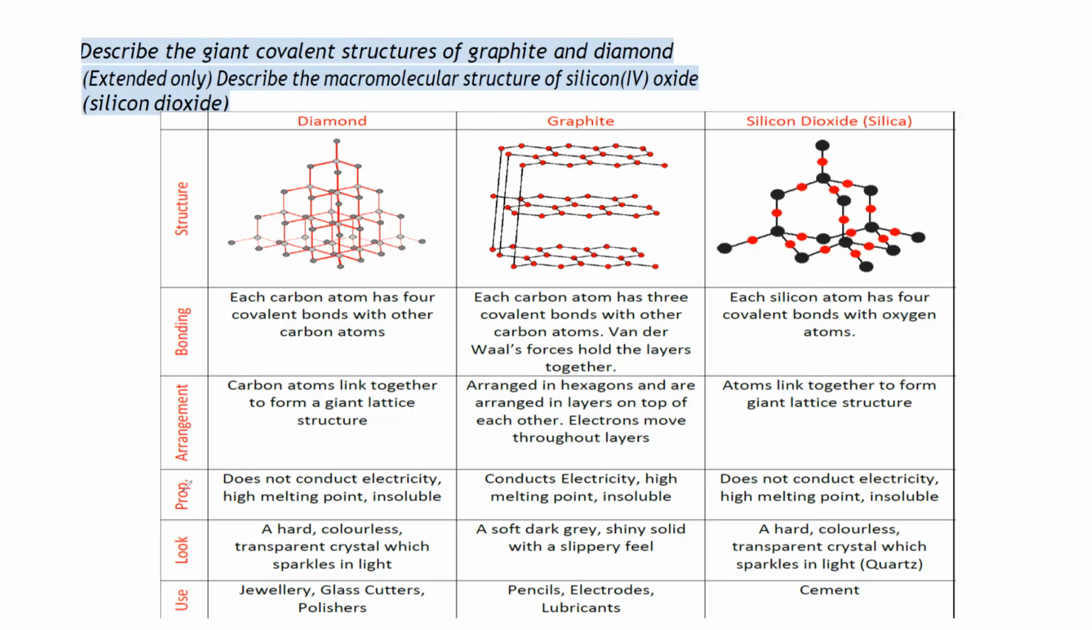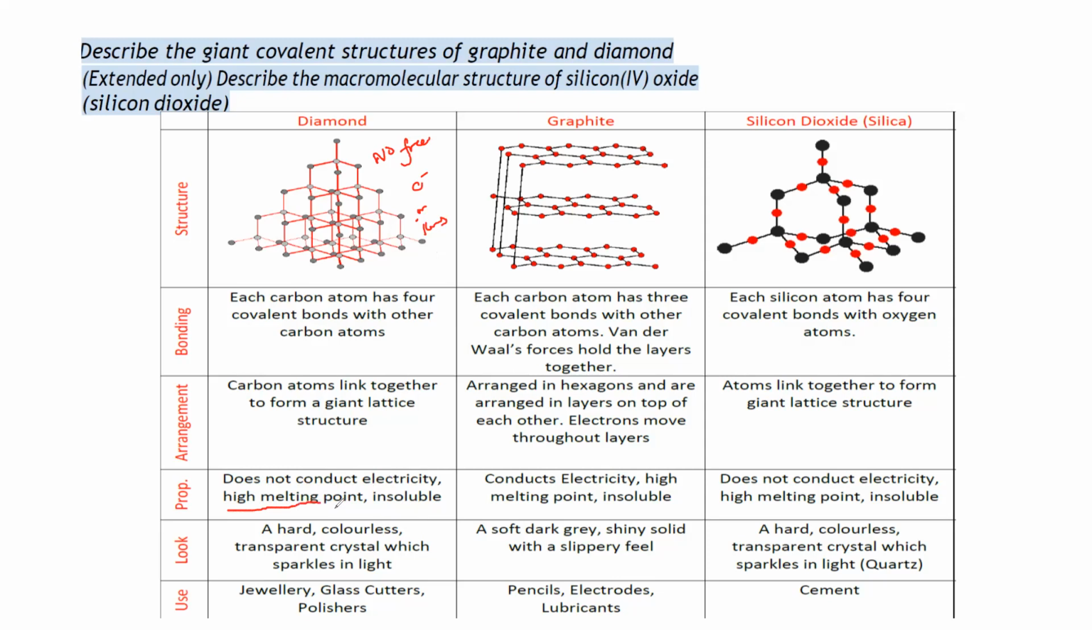Then the properties, what are the properties? It does not conduct electricity. These are the properties of diamond. It has a high melting point and it does not dissolve in water. So these are the 3 properties of diamond: does not conduct electricity, high melting point, and insoluble. Why does diamond not conduct electricity? Because there are no free electrons or ions. If there are no free electrons or ions, that's why it cannot conduct electricity.